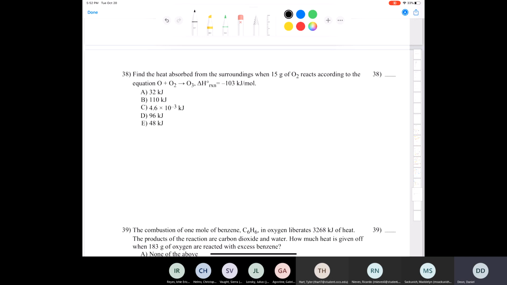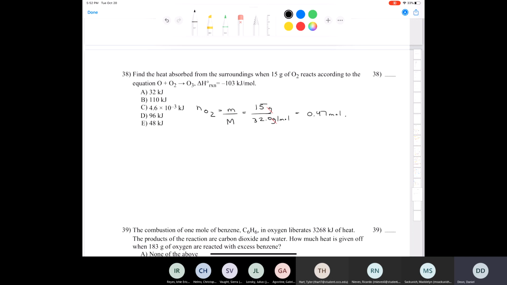I'm just going to change the sign of my delta H reaction after I figure out how many moles of oxygen I have in 15 grams. So let's start by determining the number of moles of oxygen, which is going to be equal to the mass divided by the molar mass. I have 15 grams divided by 32.0 grams per mole for O2. My units of mass cancel, and I'm left over with the number of moles, which is 0.47 moles of oxygen.